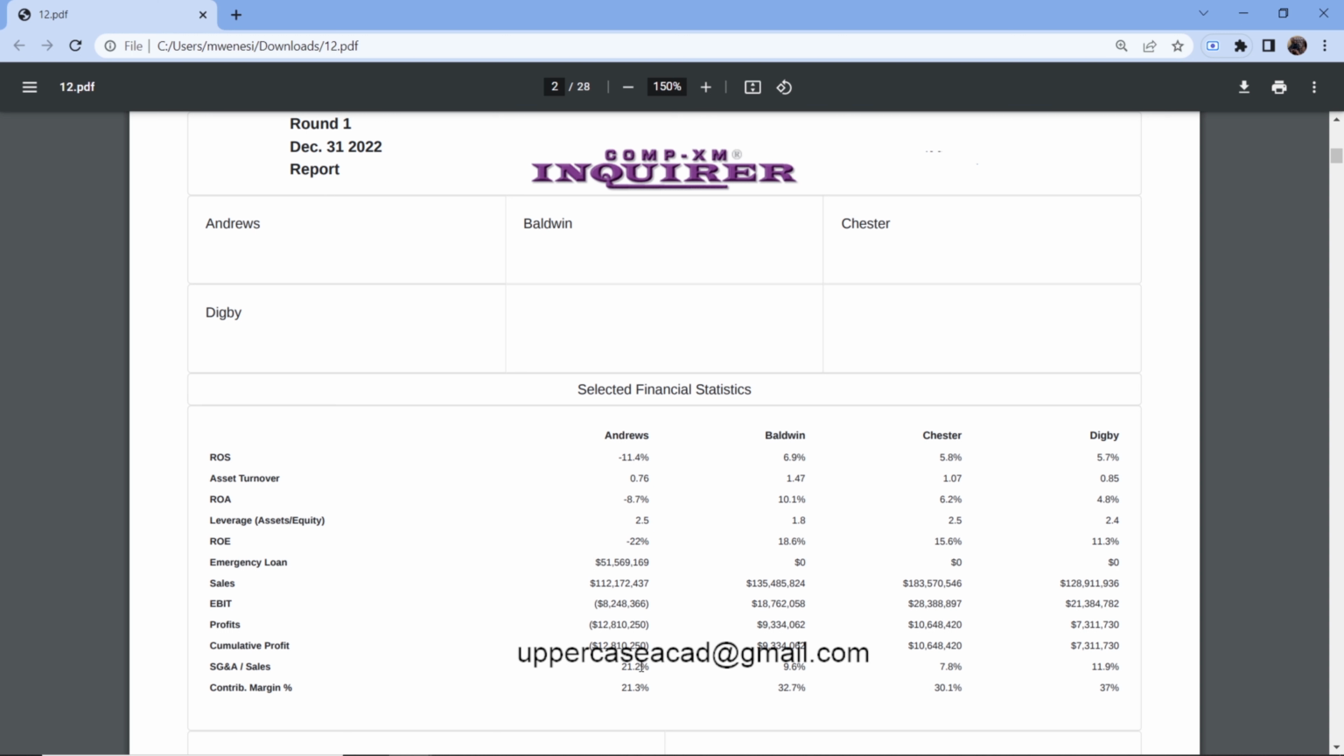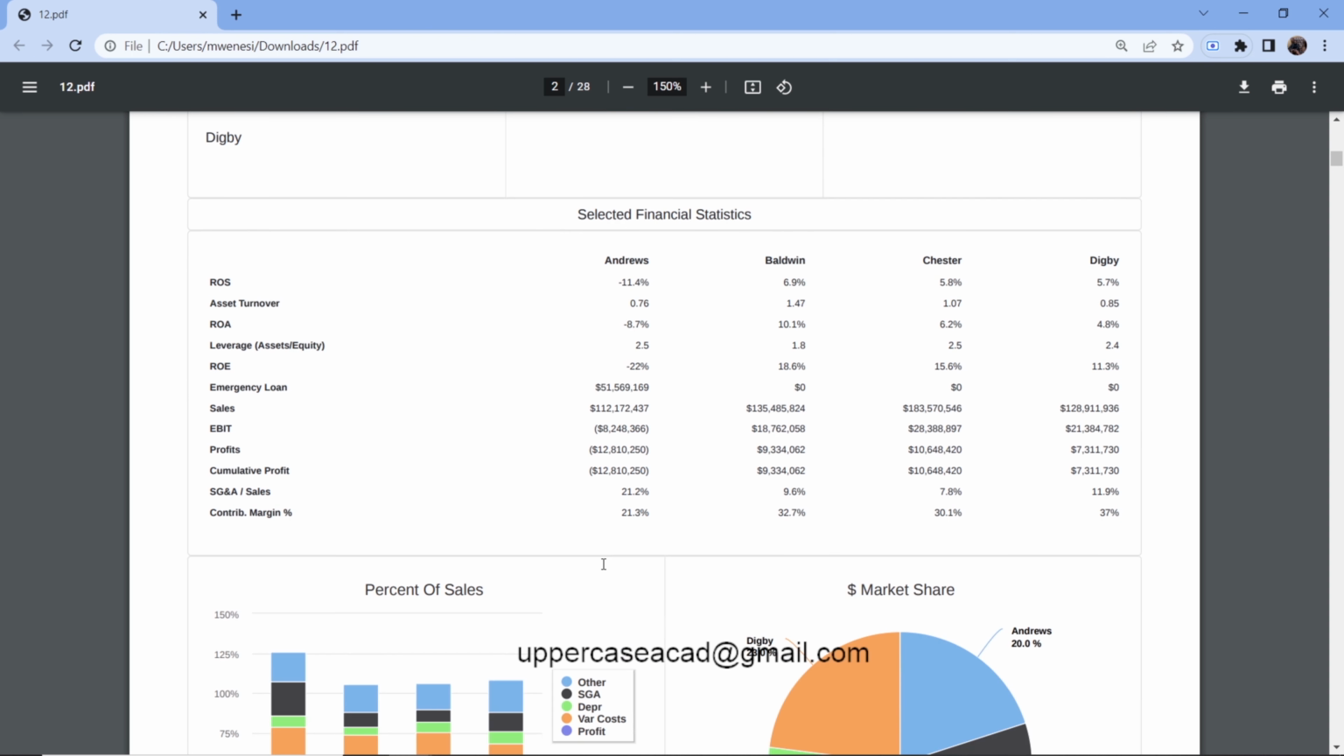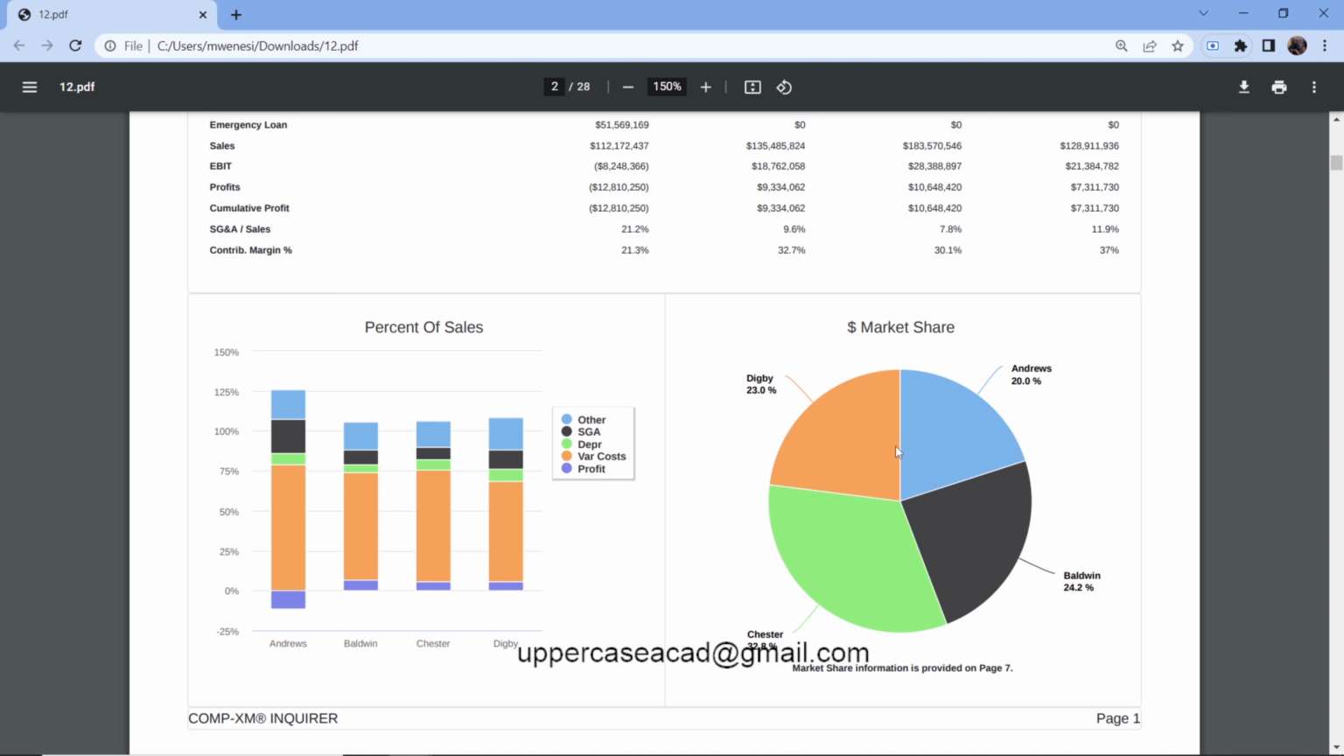The contribution margin, the magic number is normally 30% or more. The higher the contribution margin, the better, but we normally prefer you have yours more than 30%. Chester had 30.1%, so he was good. Baldwin had 32.7%. If you look at the market share, Andrews had 20.0%, and you might be wondering why they got the emergency loan, yet they had this huge market share.